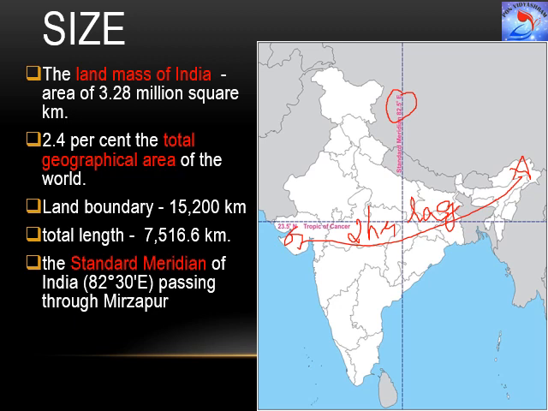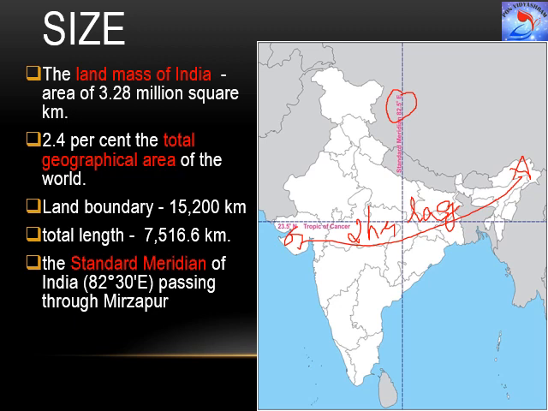The total land boundary of India is 15,200 kilometers, whereas the total coastal length of India, inclusive of the Andaman and Lakshadweep Islands, is 7,516.6 kilometers. This is one of the longest coastlines in the world, which favors India in trade related activities.